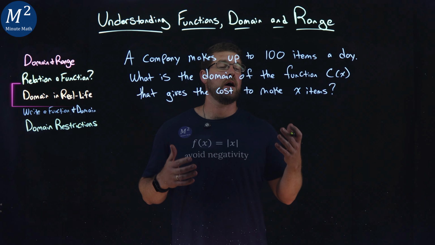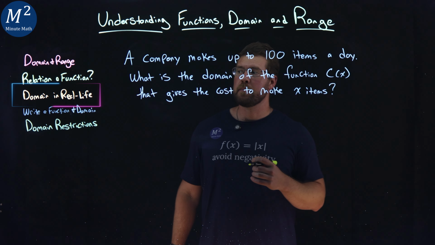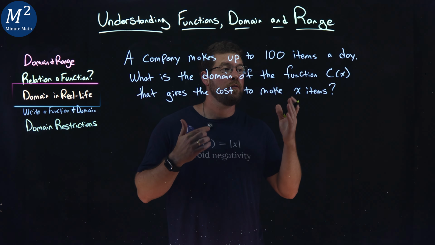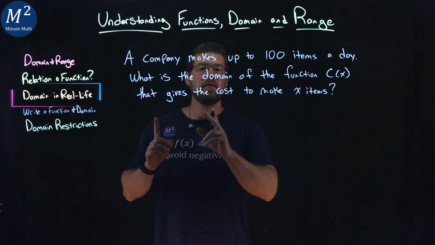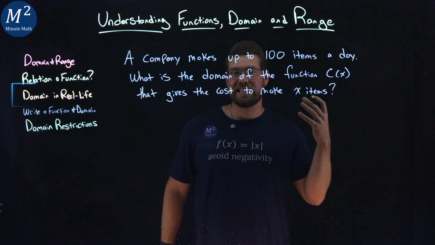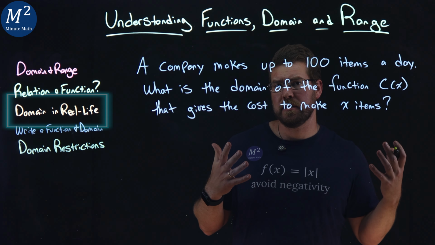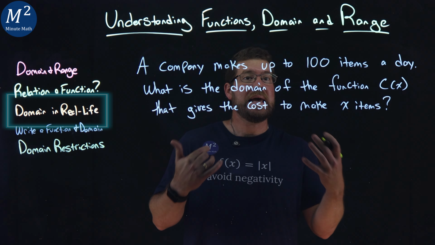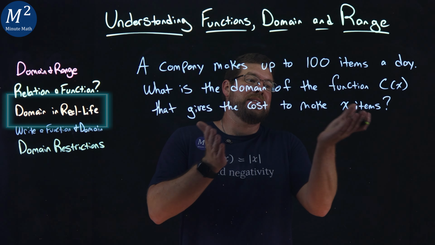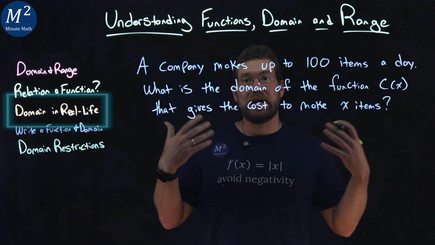A company makes up to 100 items a day. What is the domain of the function c of x that gives the cost to make x items? We're not asked here to come up with our function. We're just trying to find the domain here of x items. How many items can we actually make in a day?